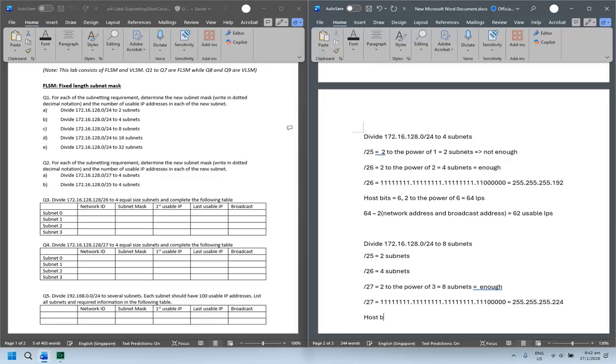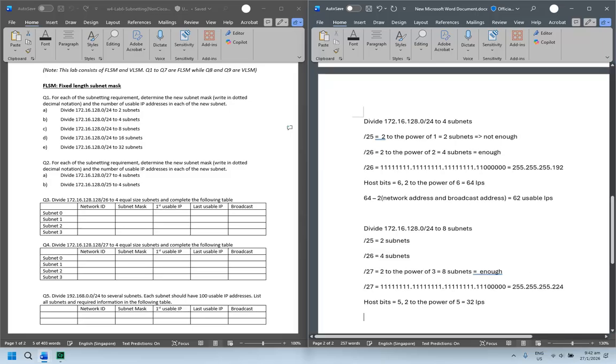And the host bits, we have 5 zeros. So 2 to the power of 5 will give us 32 IPs. But we cannot use all 32, we minus 2 because we need to minus off the network address and the broadcast address, which will give us effectively 30 usable IPs. So that will be for the first part, question 1.